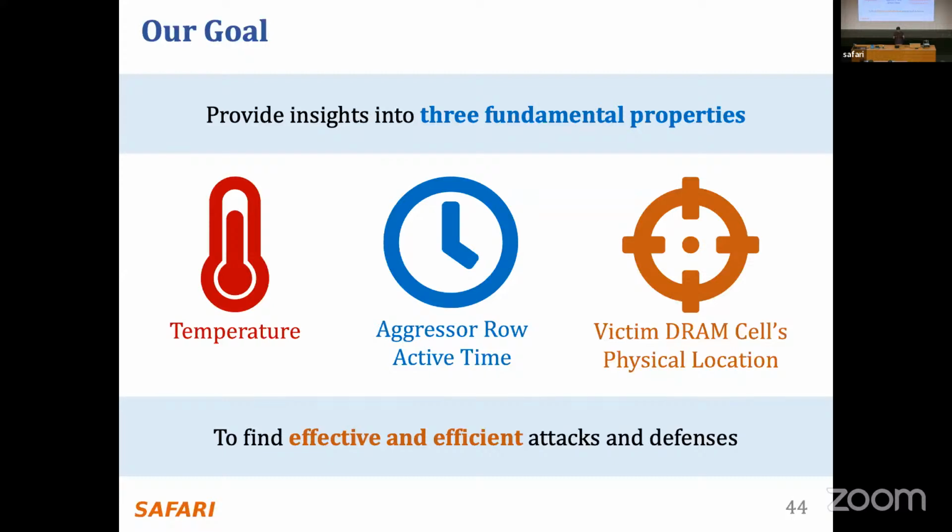But they don't quite look at what if I make a row stay open for a longer period of time. And as we discussed, the memory controller has a lot of reasons to keep the row open for a longer period of time, mostly for performance reasons. They want to increase row buffer hits. Then what's the effect of this? What if we kept the row open a bit longer instead of just closing it immediately to get the highest toggling rate? And the third, the physical location of the victim DRAM cell, that's just a very natural thing to look at.